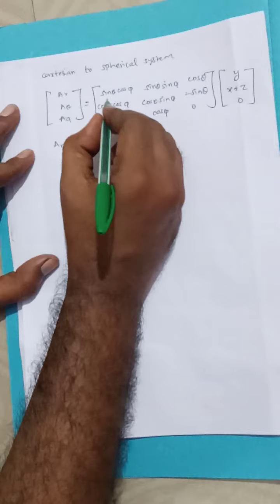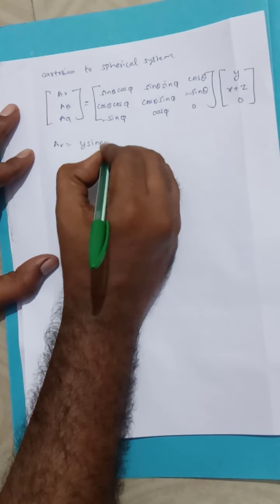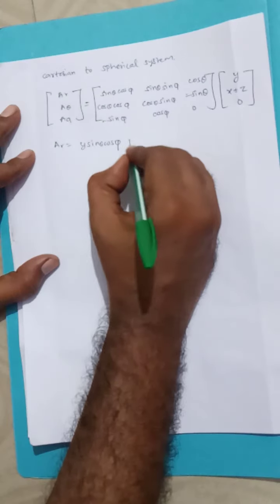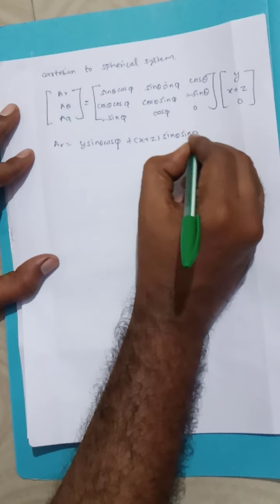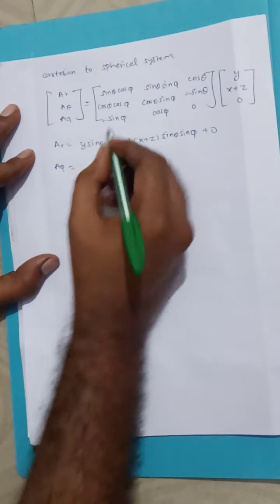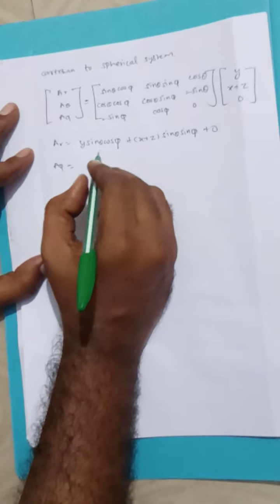So you need to multiply the corresponding vector. You will get, multiplying the first row with the column of this one, y sin theta cos phi. Then multiplying these two, we will get x plus z into sin theta sin phi, and multiplying 0 with the cos theta I will get 0.